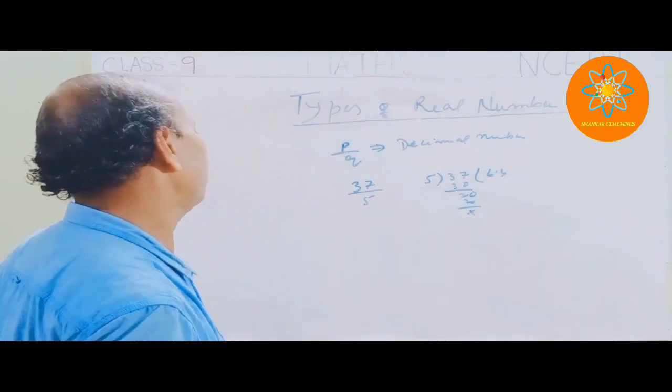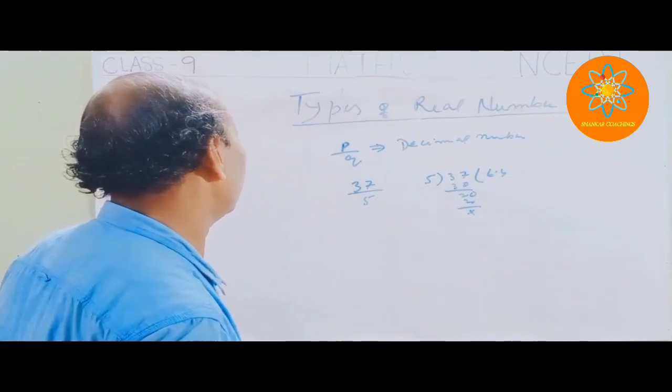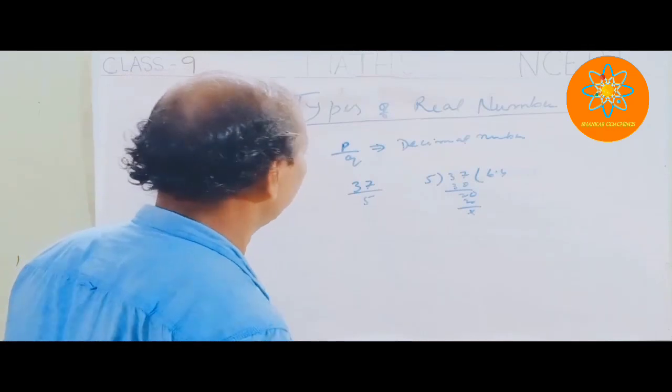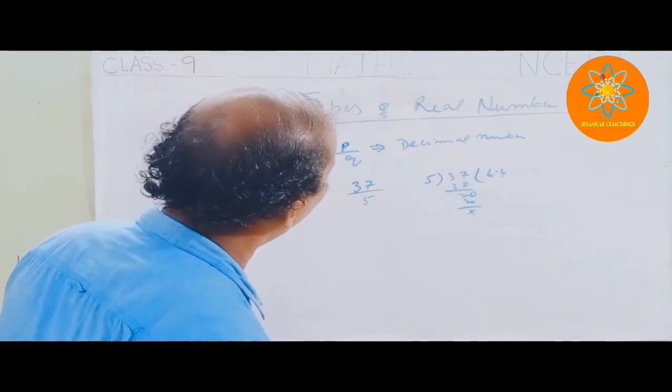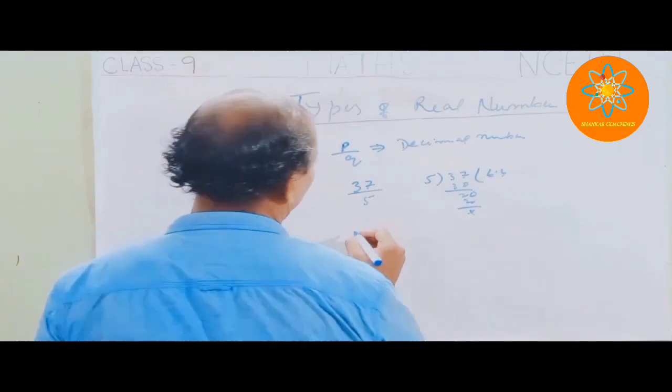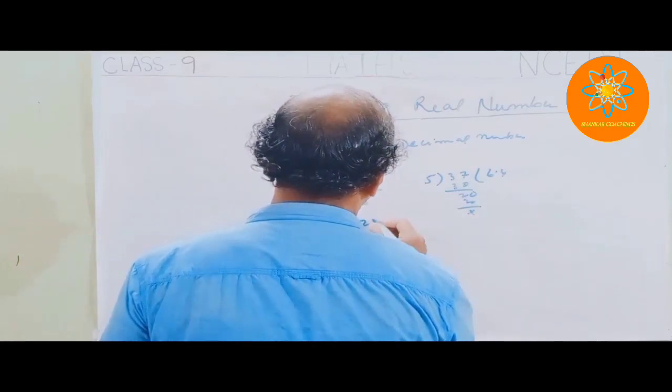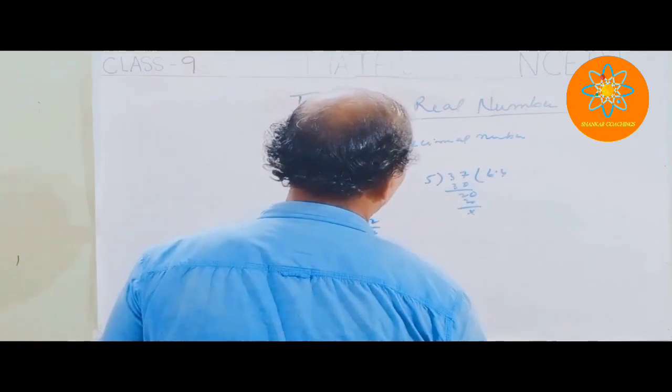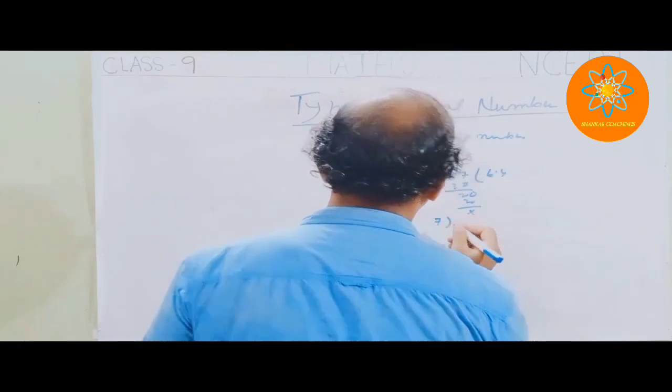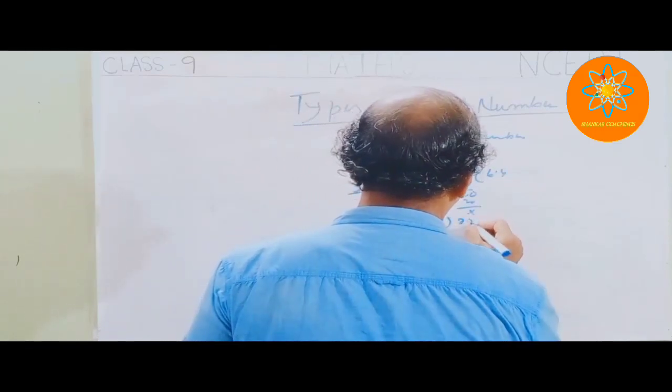Now for the non-terminating one, the remainder will not be 0. For example, I am taking 22 by 7. So if I take 22 by 7, how much am I getting?